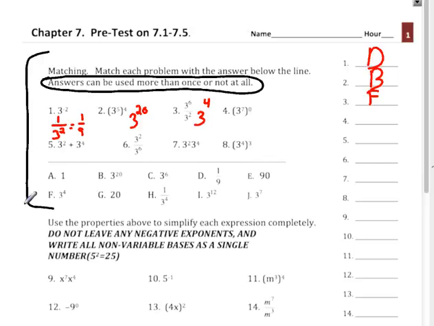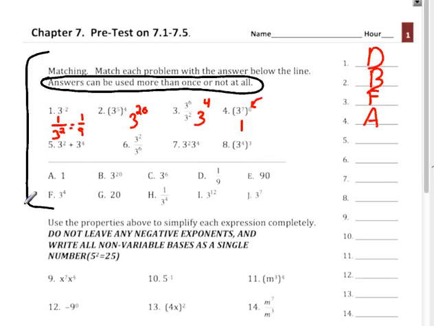Number 4, 3 to the 7 to the 0. So here what I notice is that 0 exponent. That was the very first thing that we talked about. And remember, when you have an entire parenthesis being taken to the 0 exponent, the whole thing simply becomes 1, okay? The power of a 0 exponent automatically is going to become 1, which is going to be letter A.